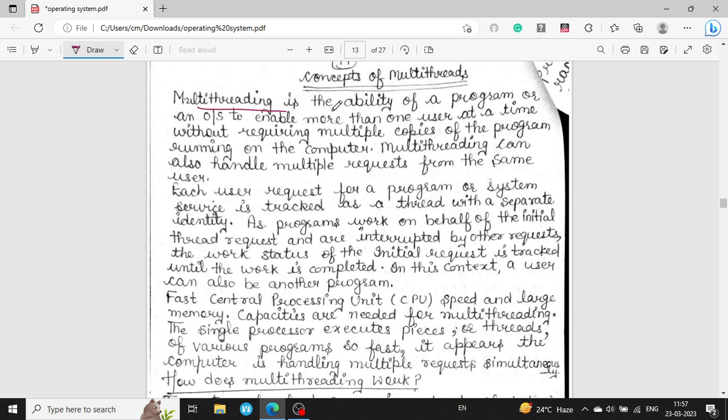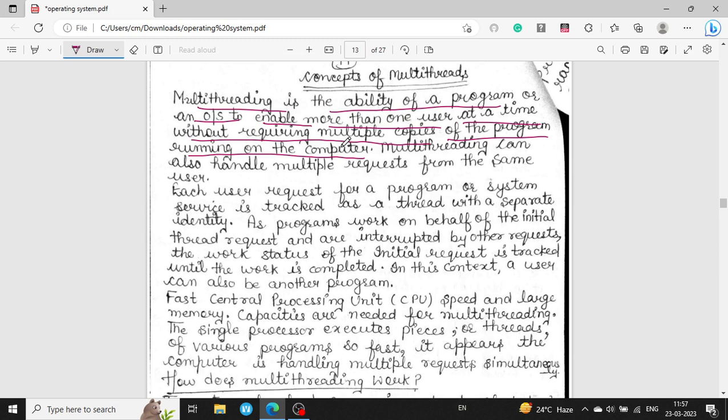Multi-threading is the ability of a program or an operating system to enable more than one user at a time without requiring multiple copies of the program running on the computer. Multi-threading means the ability of a program or an operating system to enable more than one user to be served at a time without requiring multiple copies of the program running on the computer. That is known as multi-threading.